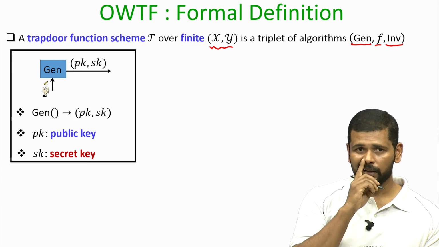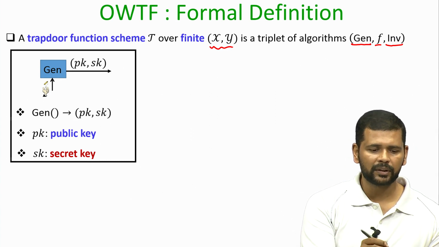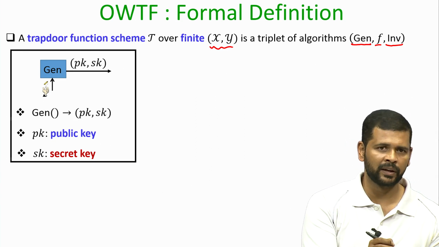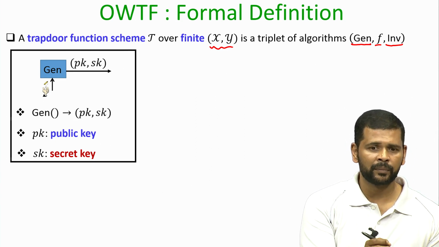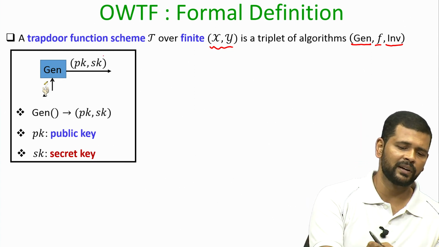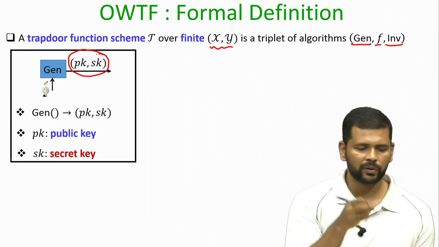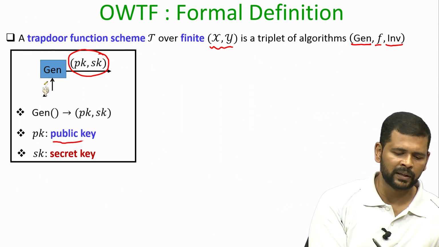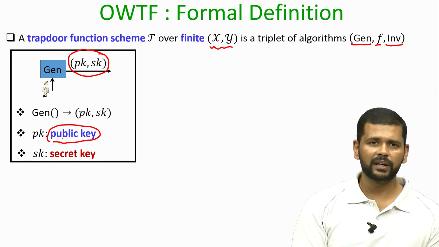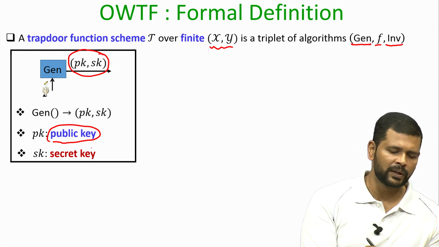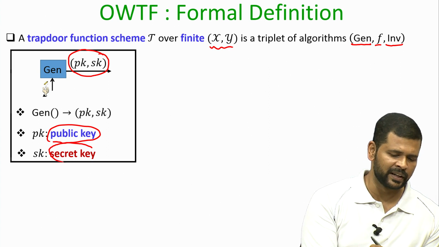Syntactically, the parameter generation algorithm, or key generation algorithm, is a randomized algorithm which does not take any explicit input, but internally it generates random coins, and based on the value of the random coins it outputs a pair of keys, which I denote by pk and sk. So, pk is the public key which will be available in the public domain, and sk is the secret key which will be available only to some designated entities.